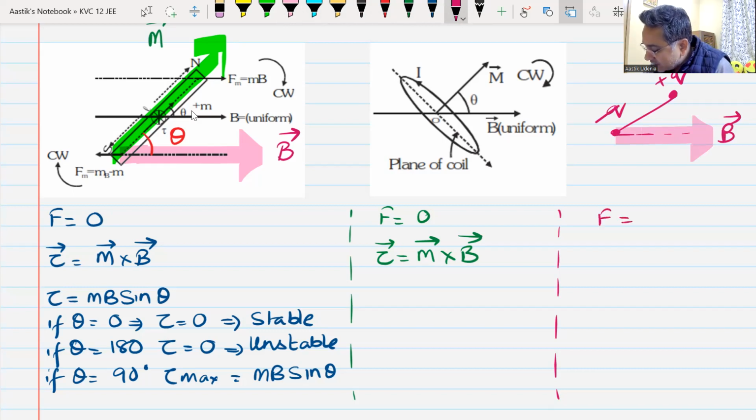The force acting on this electric dipole is 0. The torque acting on this electric dipole is P cross E. Why have I written B? It should be E.